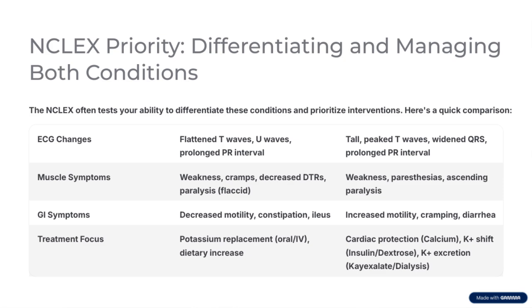Examining the ECG changes, hyperkalemia presents with tall, peaked T waves, widened QRS complexes, and prolonged PR intervals. Hypokalemia, however, shows flattened T waves, U waves, and also a prolonged PR interval. Finally, it's important to remember that the NCLEX often tests your ability to differentiate between these conditions and to prioritize your interventions accordingly. Recognizing these signs and understanding the appropriate management strategies are crucial for providing safe and effective care.